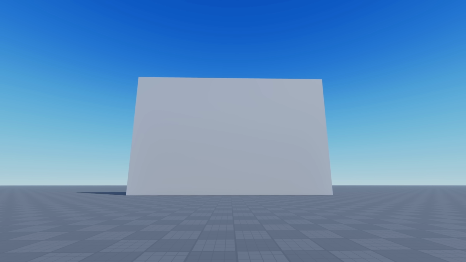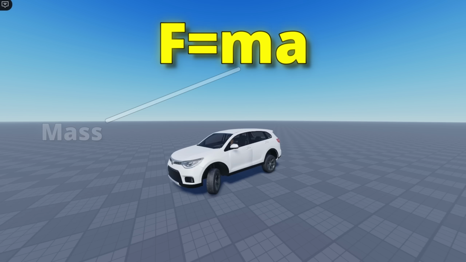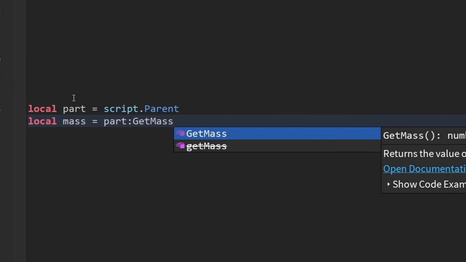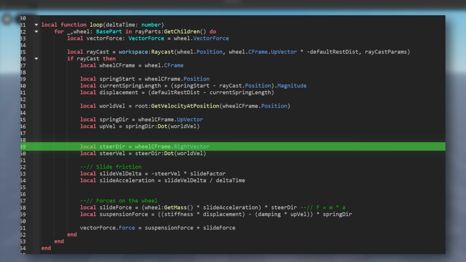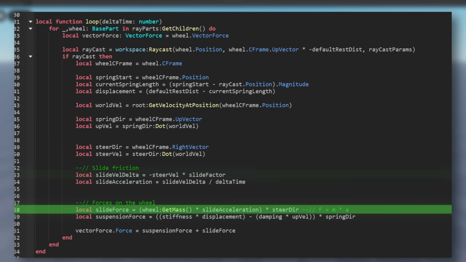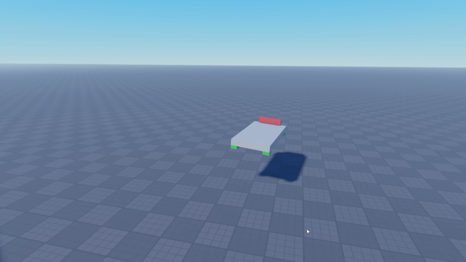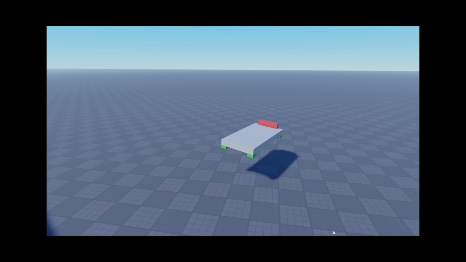For this, we can use the well-known formula for calculating a force, where we multiply the mass of an object by the acceleration. In the code, we already know the mass, but to get the acceleration, we simply get the steer direction, steer velocity, changing that velocity in the opposite direction, and use this formula to get the final sliding force. Doing this will give us a fully functioning car that can both drive and steer without actually having wheels.